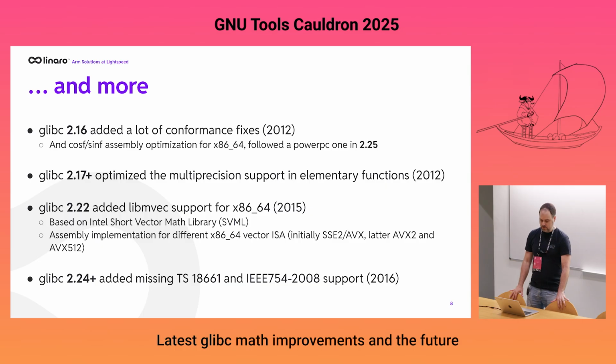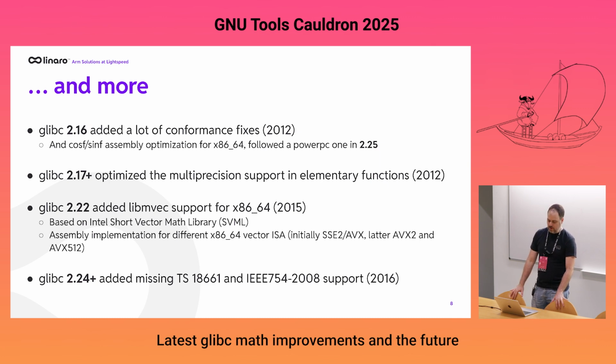So in 2.17, we added optimized multi-precision support. Basically, the multi-precision was done in a generic manner, and then we started to optimize this with some assembly optimization and some compiler flags, because we started to realize that it was kind of slow on this fallback.